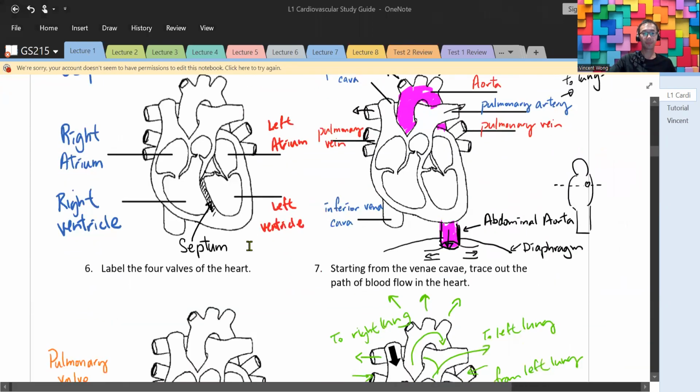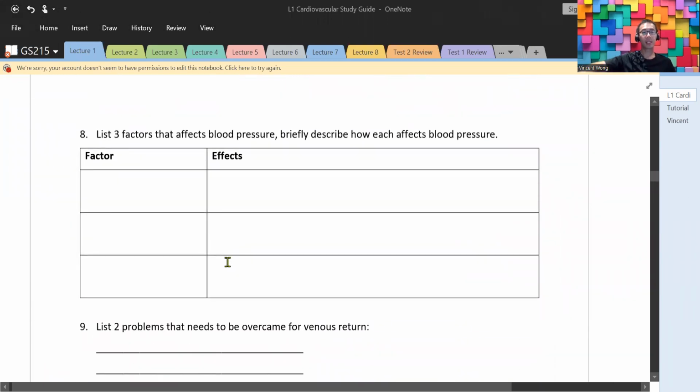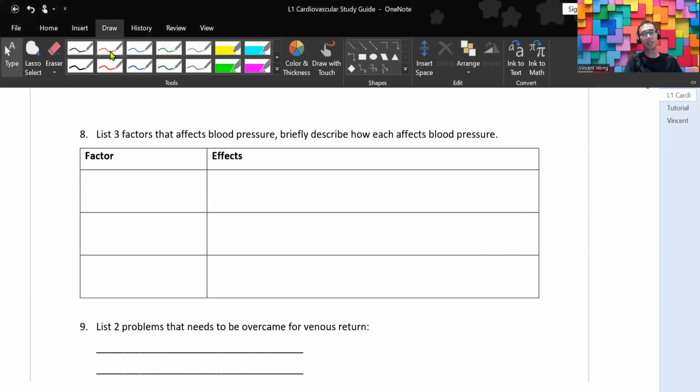Moving on. List 3 factors that affect blood pressure. Briefly describe how each affects blood pressure. So help me out here, guys. What are the 3 factors that we talked about in lecture?